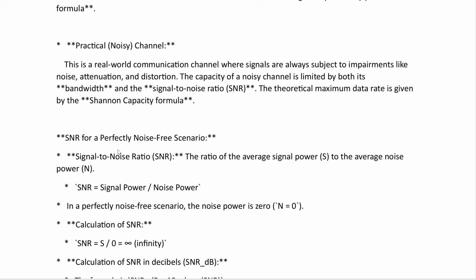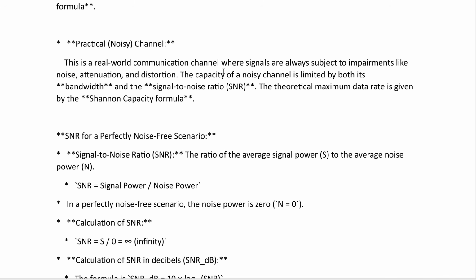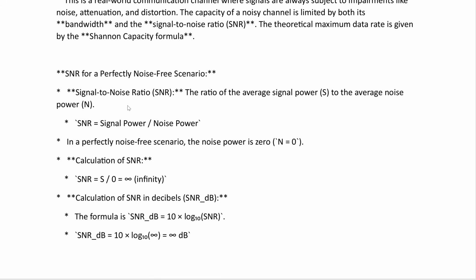Next is the practical noisy channel. This is a real-world communication channel where signals are always subject to impairments like noise, attenuation, and distortion. The capacity of a noisy channel is limited by both its bandwidth and signal-to-noise ratio. The theoretical maximum data rate is given by the Shannon capacity formula.